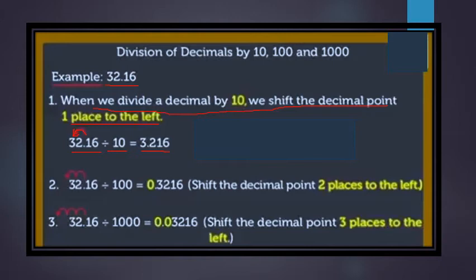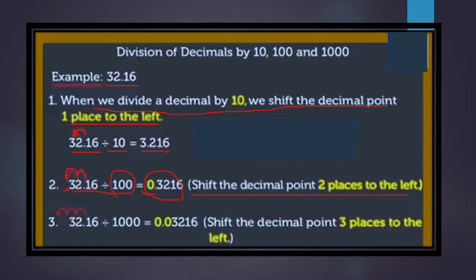So the answer we will get is 3.216. Similarly, when we divide 32.16 by 100, we shift the decimal point two places to the left. As there is no digit to the left of the decimal point, we put 0 as a placeholder. So the answer we will get is 0.3216.